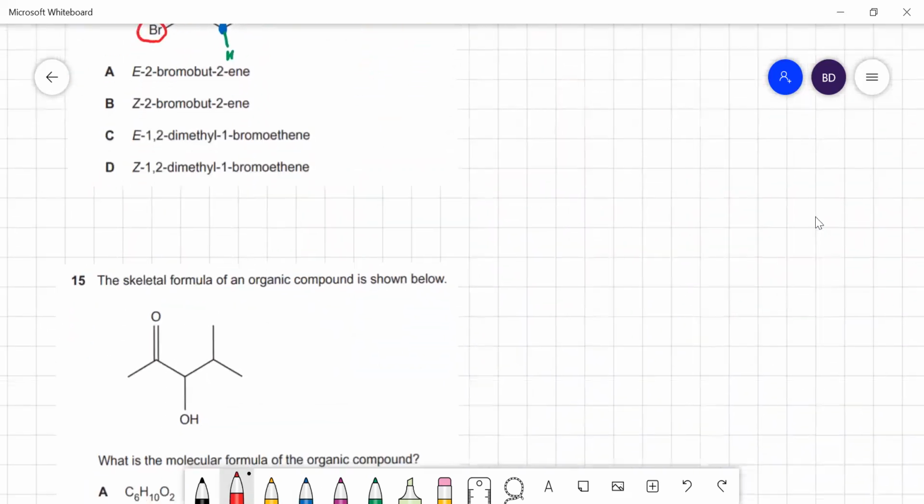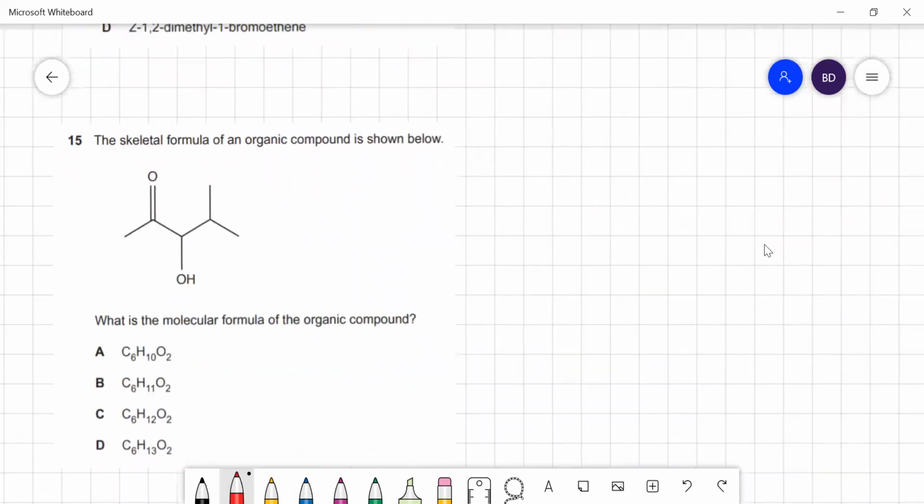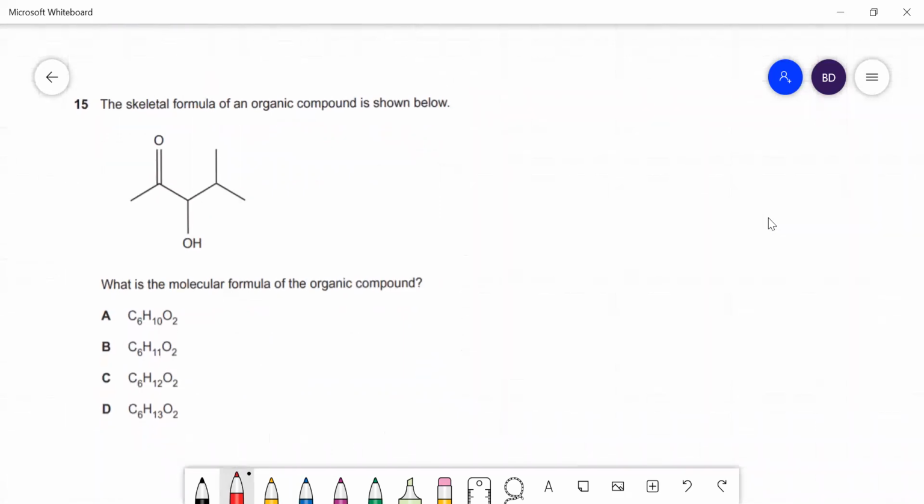Okay, 15. The skeletal formula of an organic compound is shown below. What is the molecular formula of this organic compound? Right, so I'm going to do how many carbon atoms? We've got 1, 2, 3, 4, 5, and another one here, 6, so it's C6. Now, it's convenient here. Whenever you've only got carbons, hydrogens, and oxygens, you can work out the number of hydrogens by just looking at it. If there's no double bonds, it's obviously going to be CnH2n+2.